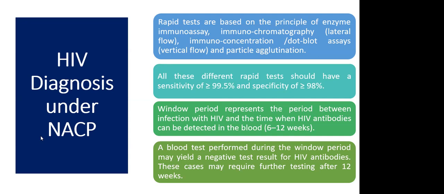So if you ask how to get someone diagnosed during the window period, it's not the antibody-based test, but the viral test, like the demonstration of the nucleic acid of either the HIV proviral DNA or HIV RNA. That can be done. Next slide.